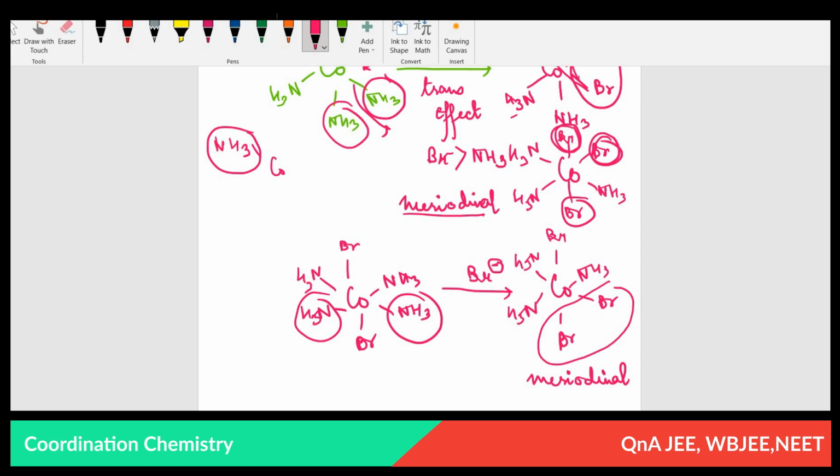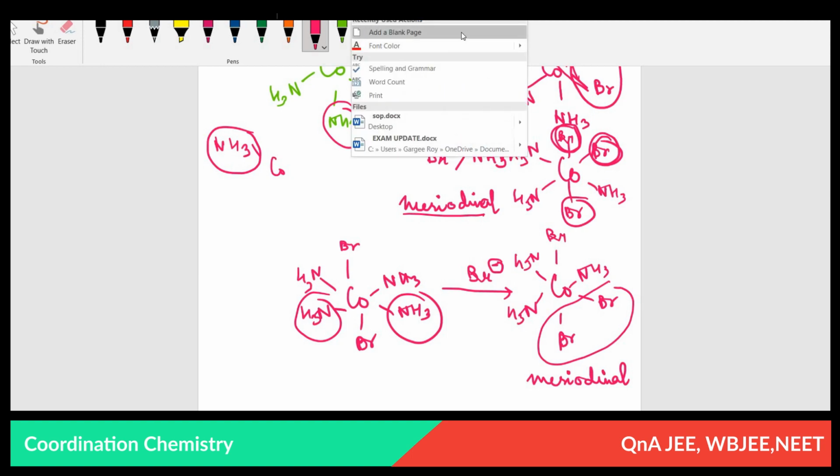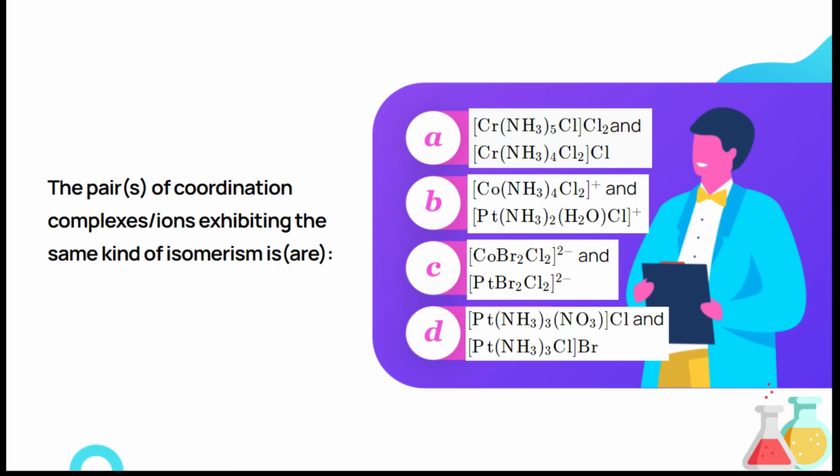Alright. Now moving to the next question, that is question number 4, I believe. So the next question says the pair of coordination complexes exhibiting the same kind of isomerism. Now, why have I chosen this question? Let me just tell you. See, it's a multiple choice question. Means more than one option is correct.